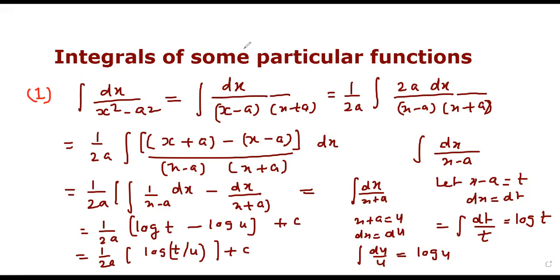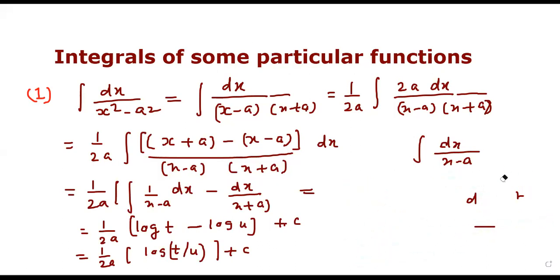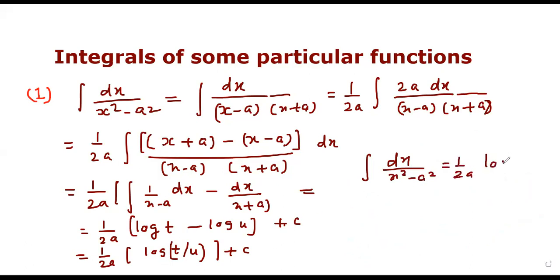So our answer will become integration dx upon x square minus a square equal to 1 upon 2a times log of modulus x minus a upon x plus a, plus c. Now let's consider the second one.